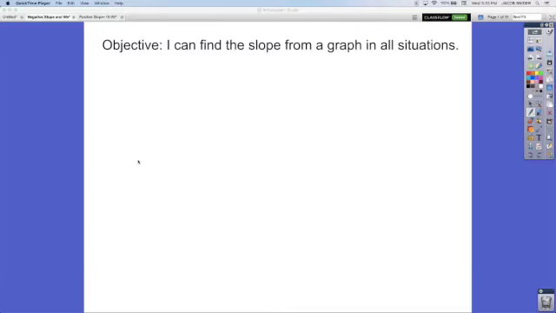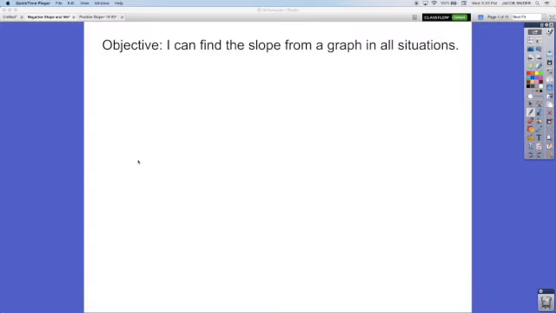All right, so yesterday we dealt all with positive slopes. Today we're going to talk about negative slopes, undefined slopes, zero slopes. The second question on the exit ticket yesterday was, do you think there can be a zero slope? And we're going to talk about that today. Okay? But here's our objective.